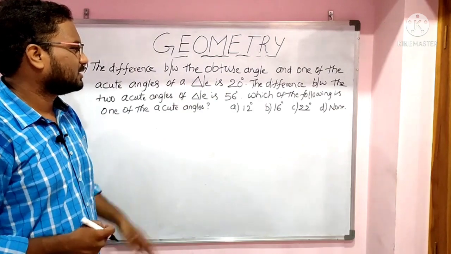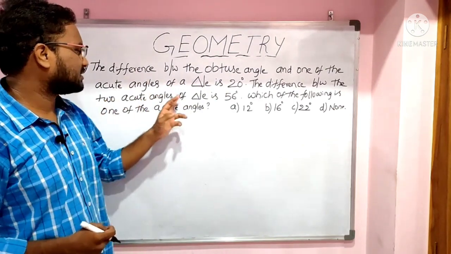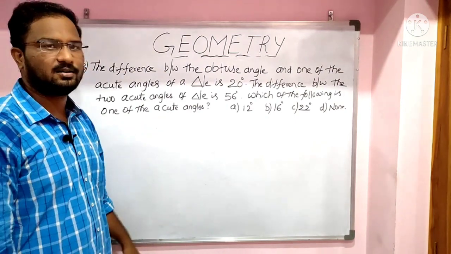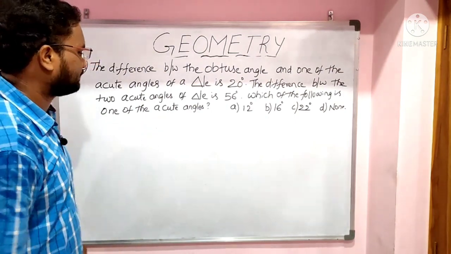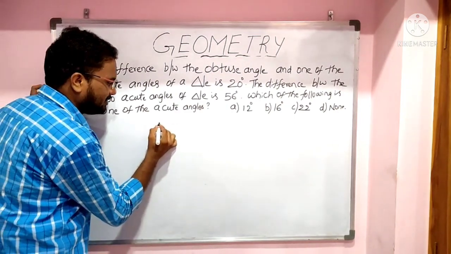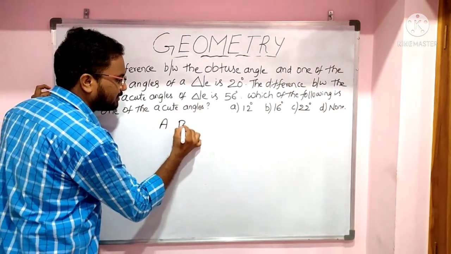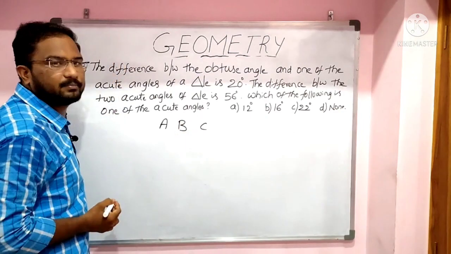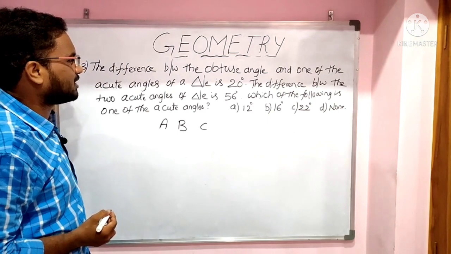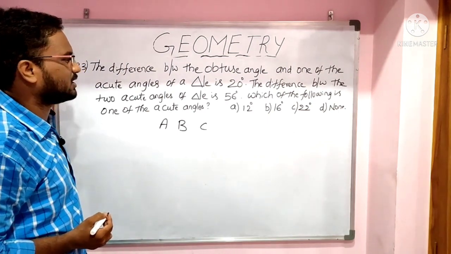Next problem. The difference between the obtuse angle and one of the acute angles of a triangle is 20 degrees. The difference between the two acute angles of the triangle is 56 degrees. Which of the following is one of the acute angles? We need to find one of the acute angles. Okay, so let's take A, B, C as the angles of a triangle.